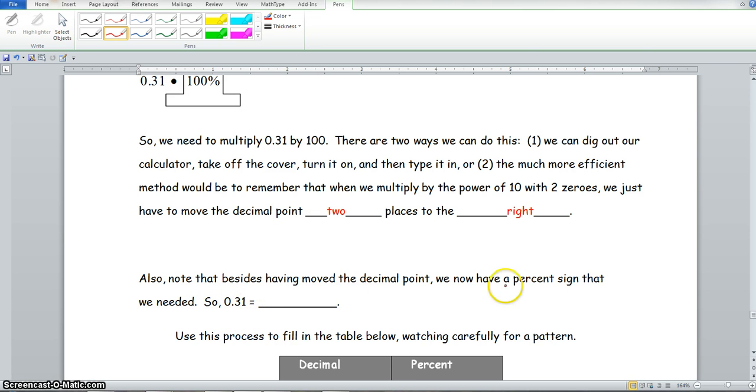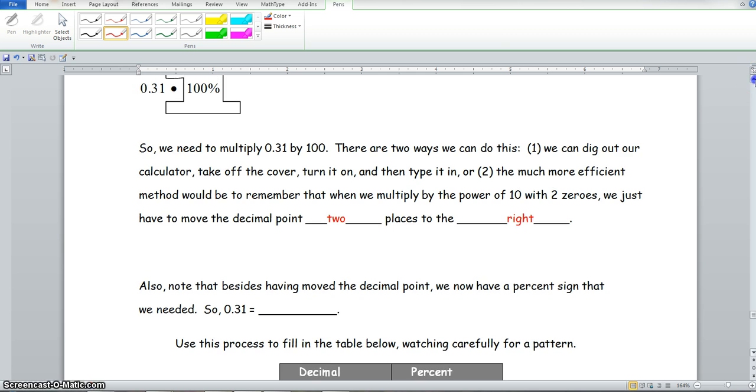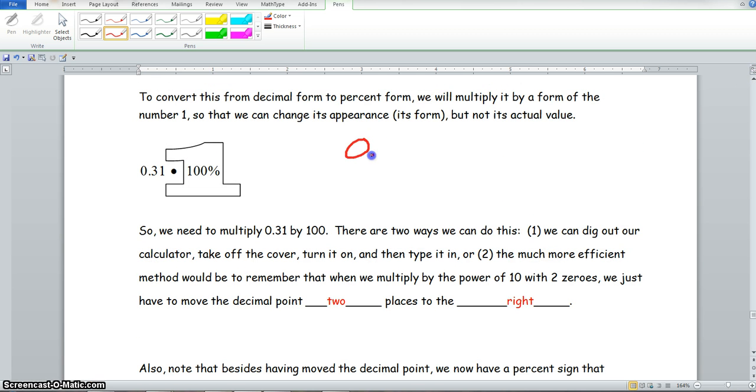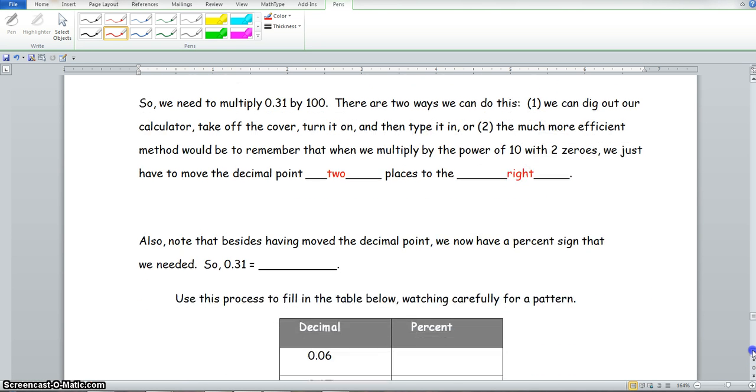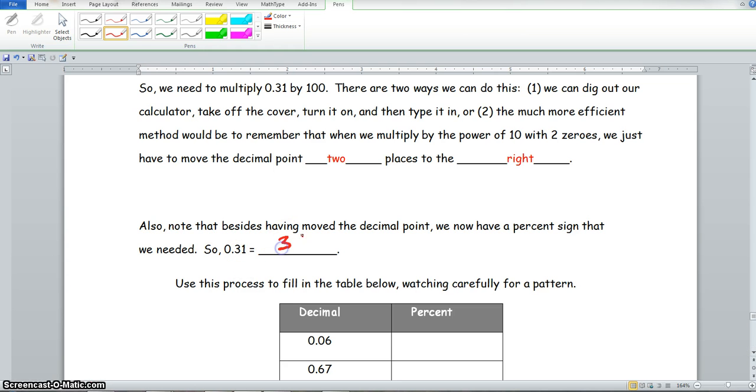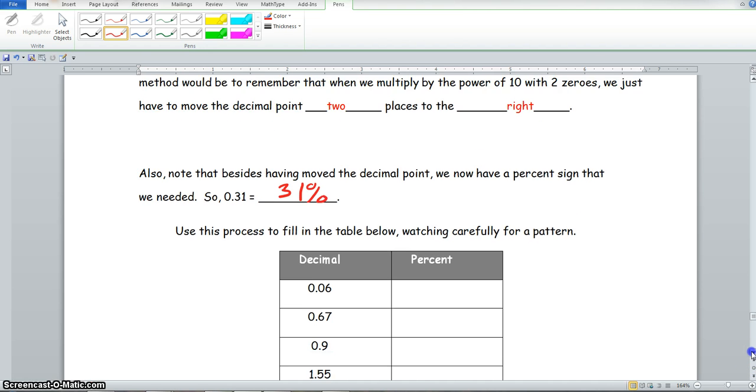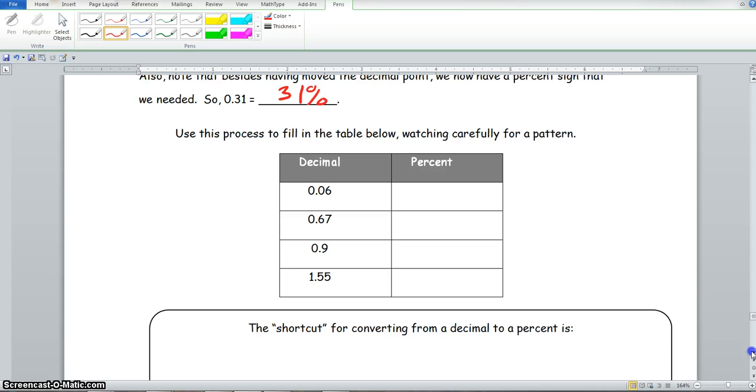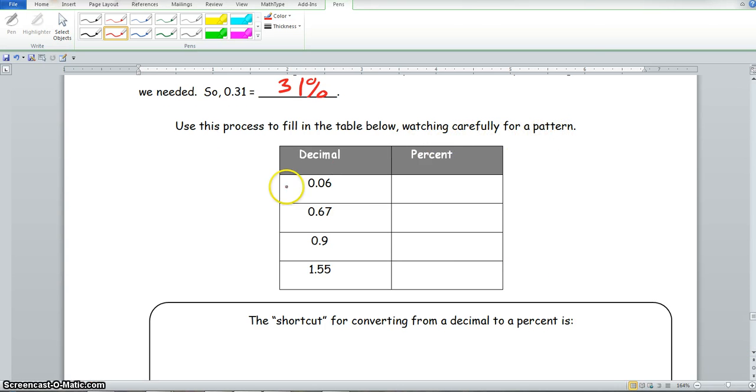So 0.31, we're going to go back up here and do some multiplication. 0.31 times 100. We know if we move this decimal 2 places to the right, that will give us 31. But we have to include this percent sign at the end. So 0.31 is just 31%. Now, we're going to use this process to fill in the table below, watching carefully for the pattern.